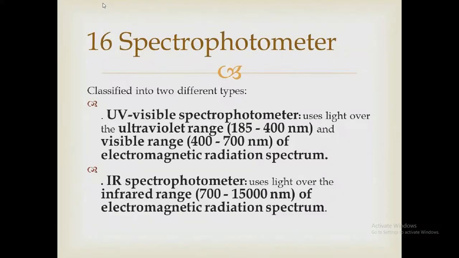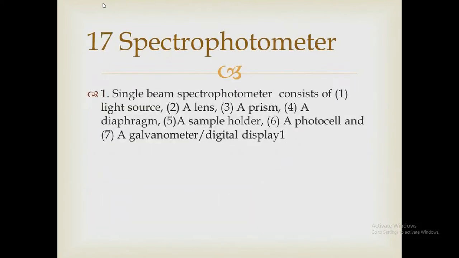So the spectrophotometer is classified into two types based on which ray they are using. First is the UV visible spectrophotometer, where the ultraviolet and visible range are used. The second type is the IR spectrophotometer, where the infrared range is used. In an MCQ there is a possibility that they will ask you the range: 185 to 400 nanometers for ultraviolet, 400 to 700 nanometers for the visible range, and 700 to 15,000 nanometers for IR. Now, as a light source, they make use of a tungsten lamp.